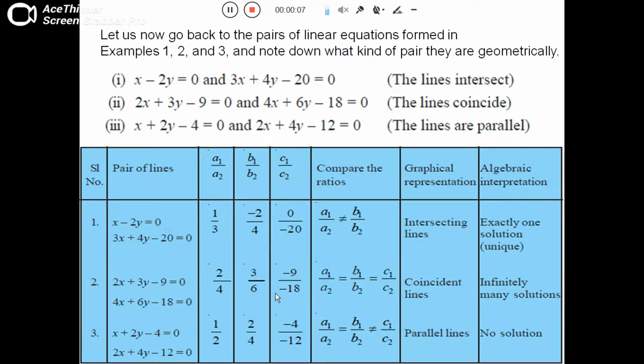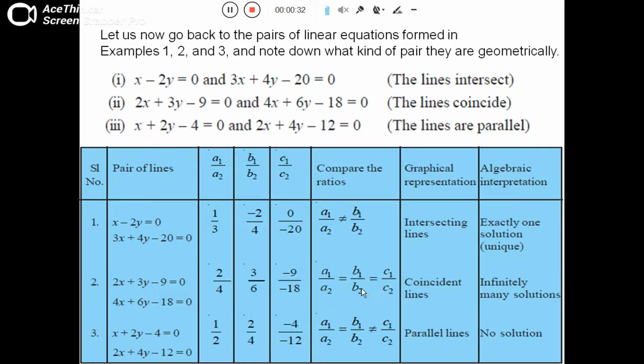After comparing the ratios of the coefficients, this 2 by 4 equals 1 upon 2, and this 3 by 6 is also equal to 1 upon 2, and minus 9 upon minus 18 is also equal to 1 upon 2. It means a1 upon a2 equals b1 upon b2 equals c1 upon c2.